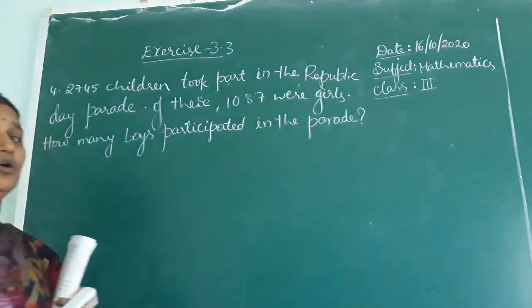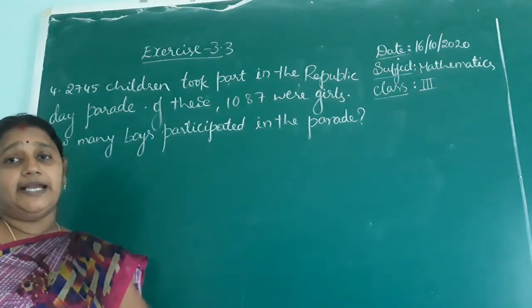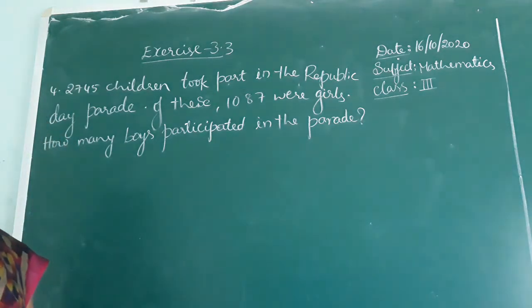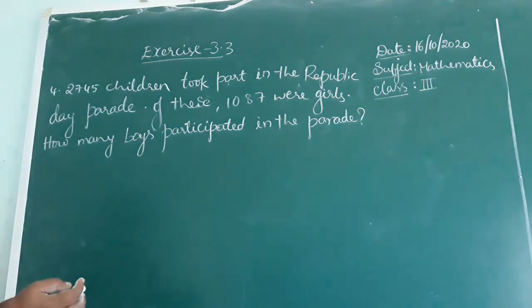Children, if you observe our national channels, like DD, every year on January 26th we will see that Republic Day parade. Most of the people will come and watch that program, and some of them will participate also, and they will represent state-wise. Each and every state represents their culture and their activities done in that year. Okay.